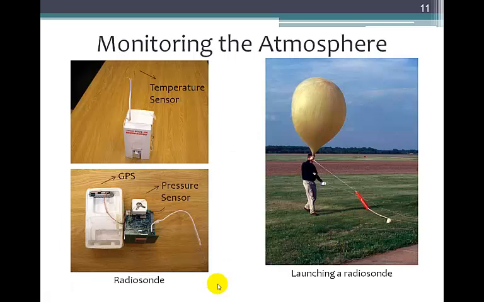We also monitor the atmosphere by sending probes up into the atmosphere. We call these radiosondes, and here you see a picture of a radiosonde being launched on a weather balloon. And the information that's attached to the weather balloon you see in more detail over here. So there's a temperature sensor, and then inside the box, which has been disassembled here so you can see, there's a pressure sensor and a GPS receiver that will allow us to track the location of the radiosonde.